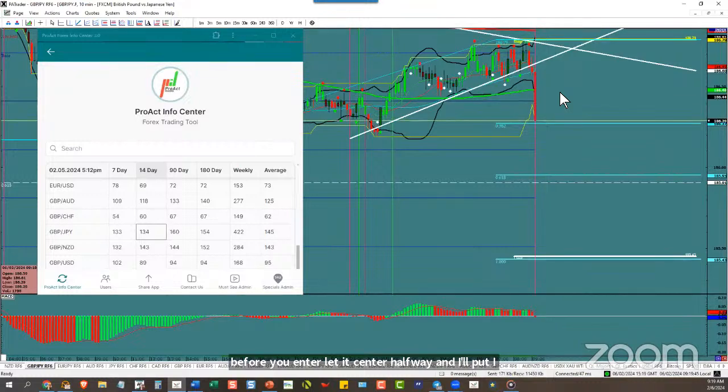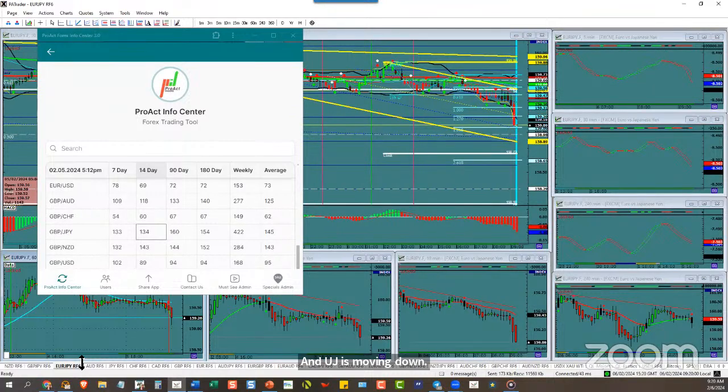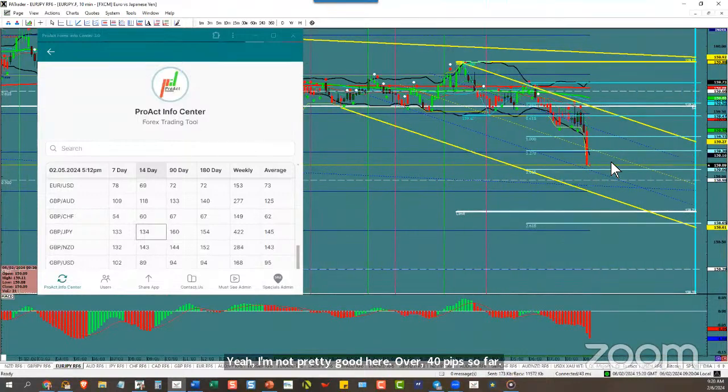All right, that means I don't even trade at all. I don't even look for a market order at all. Now, it's pushing down pretty hard, as you see, right? And UJ's moving down. Yeah, I'm up pretty good here. I'm up over 40 pips so far. Doing pretty nicely. All right, so there we go.